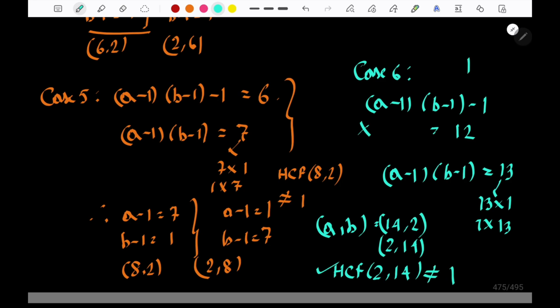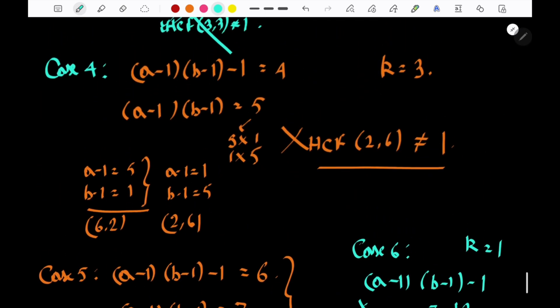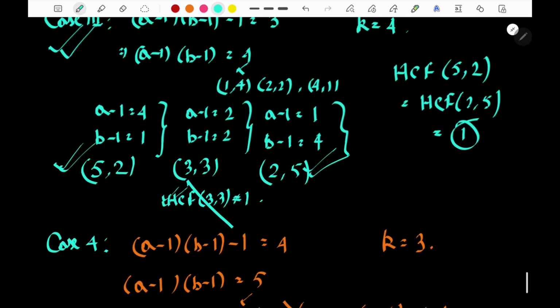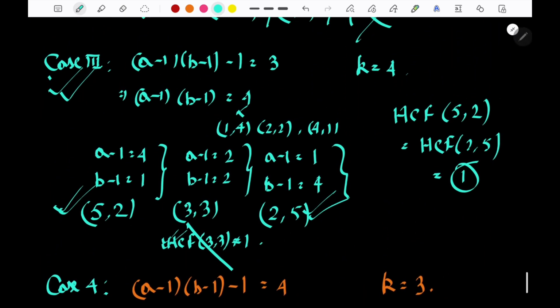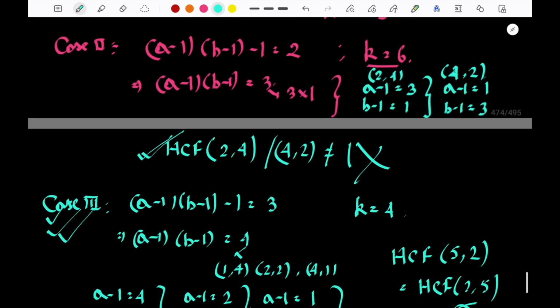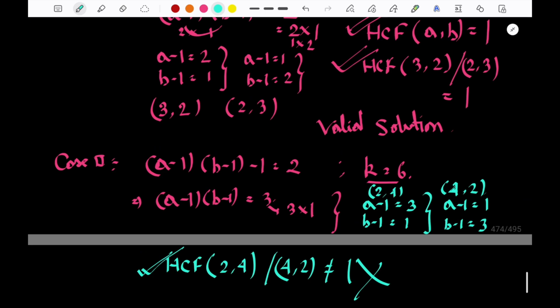Here k was 1. So, what are the valid cases? Case 4 was invalid, case 5 was invalid, case 3 is valid only for 2 cases, where k is equal to 4, and these will be the values. Okay, so these are the possible values in case 3. Again, in case 2 it is not there, and case 1.